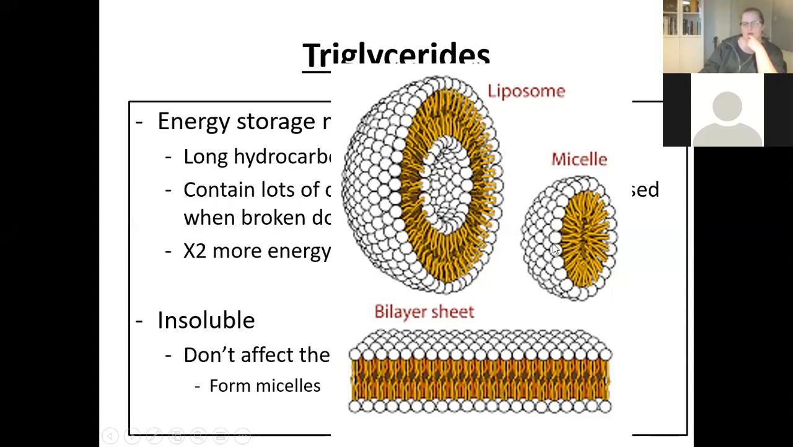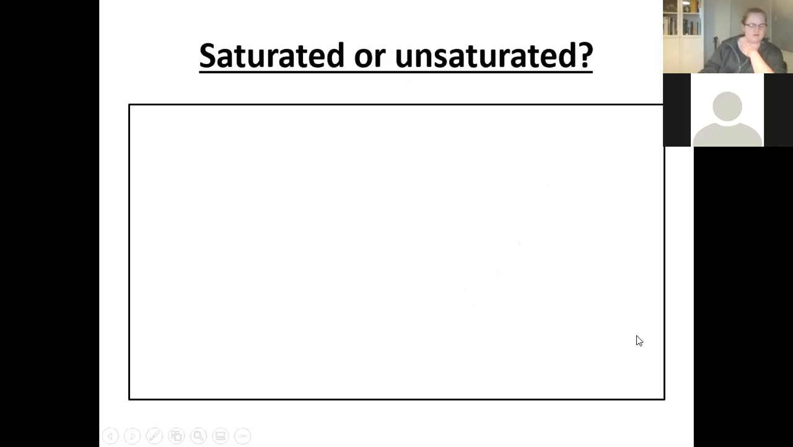It becomes more apparent when we start talking about phospholipids because they make this really cool bilayer, and that is basically what the whole of the outside of our cell membranes look like. But yeah, we make these micelles and bilayers. So, saturated or unsaturated fats.